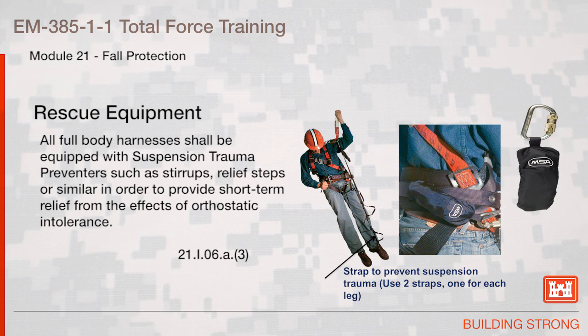Rescue equipment continued. A full body harness shall be equipped with suspension trauma preventers such as stirrups, relief steps, or similar in order to provide short-term relief from the effects of orthostatic intolerance. As shown, the strap is used to prevent suspension trauma. The use of 2 straps is required, 1 for each leg.